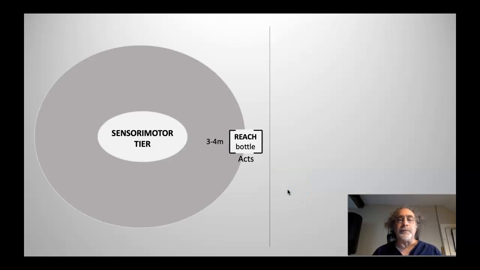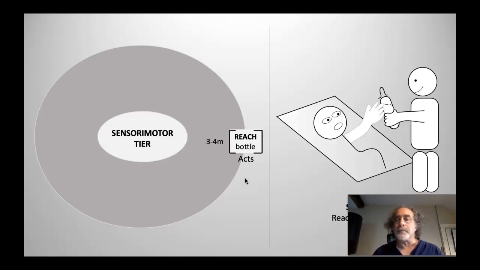Let's start with the sensory motor tier at 3 or 4 months of age. What can babies do with single actions? Well, they can reach for a bottle. Or they can look at a bottle. They can see a bottle pour. They can't necessarily imagine it when it's not there, but when they're seeing it, that's the action of seeing the bottle pour, holding the bottle, reaching for the bottle. 3 to 4 months. So there you go.